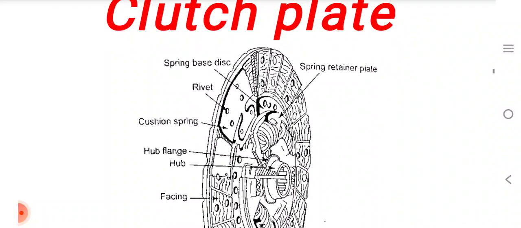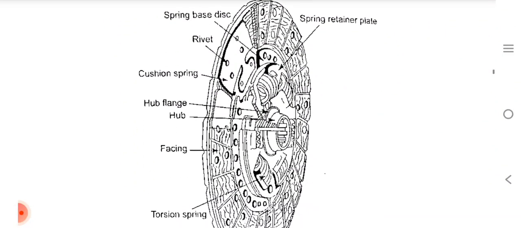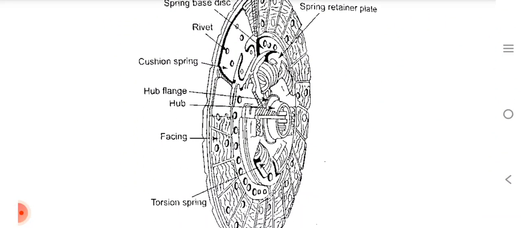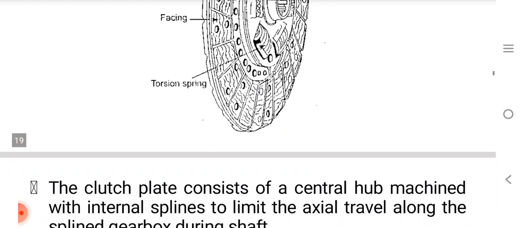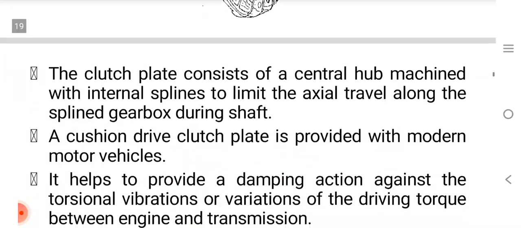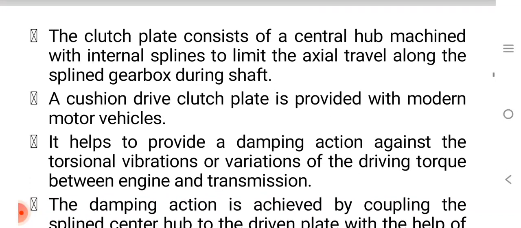This is the clutch plate diagram. The clutch plate consists of a central hub machined with internal splines to limit the axial travel along the splined gearbox input shaft.